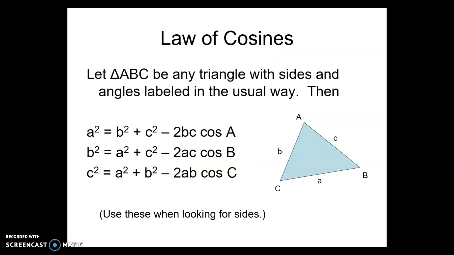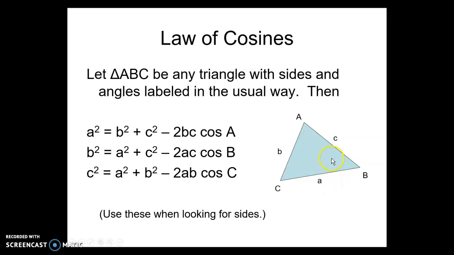So this is the law of cosines. It looks somewhat similar to the Pythagorean theorem. This is the law of cosines if we are given an angle, and the angle is in between the two sides. There are actually three variations, but they're all the same basic setup. Here's angle A, and it's between sides B and C. So this equation allows you to solve for side A.